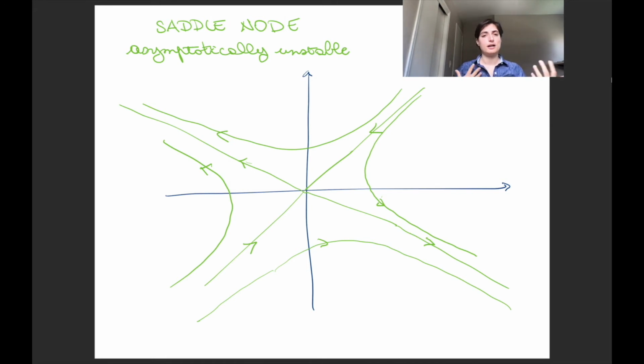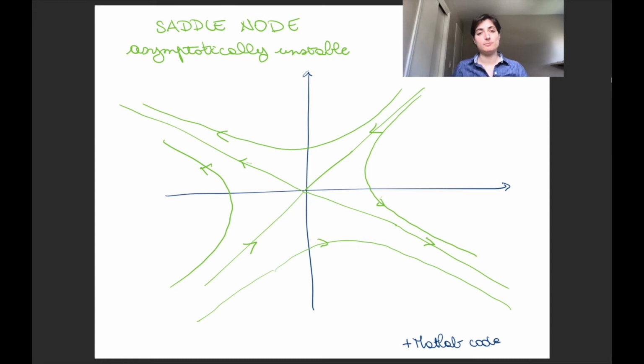Look also how asymptotically unstable might allow you to first get much closer to the center than when you were starting. So for example, here, if you start on the top right corner, you first move towards 0 before moving away. That is allowed in asymptotically unstable situations.